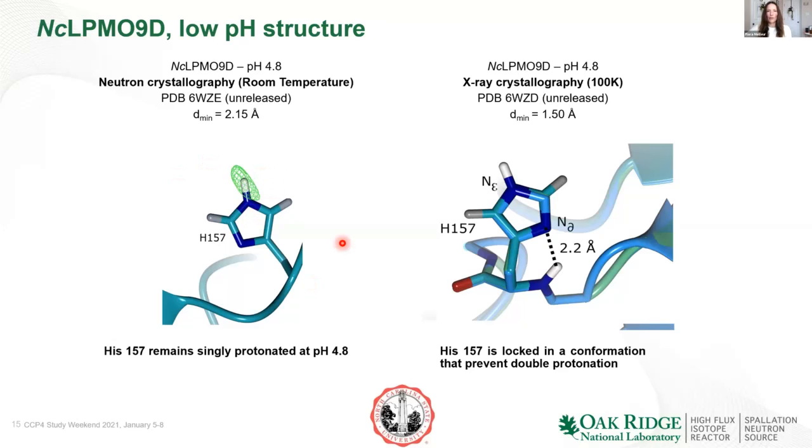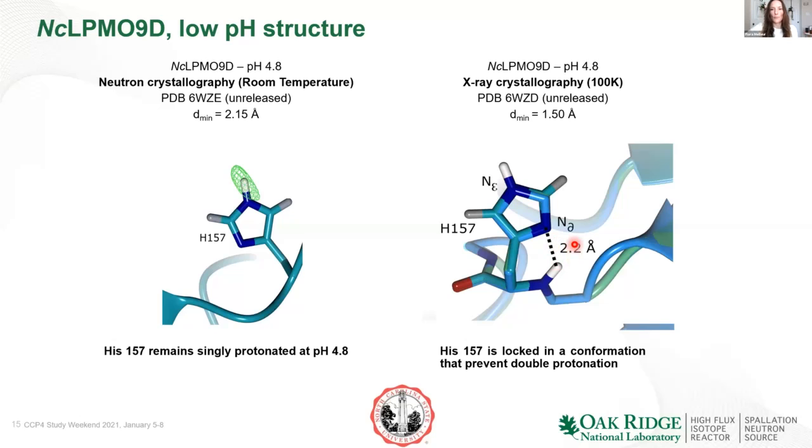So we did that neutron structure, and in order to change the buffer and the pH, we used vapor exchange. In order to really confirm that the protonation state was correct, we also did an X-ray structure where we soaked small crystals at pH 4.8 to fully drive that pH down. And what we observe is that this histidine actually doesn't move. It's really locked in place and it cannot accept the second proton because there are some steric clashes here.